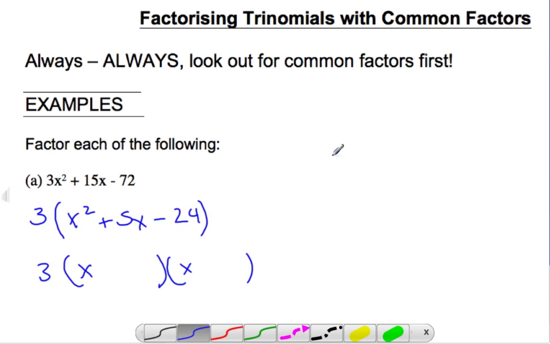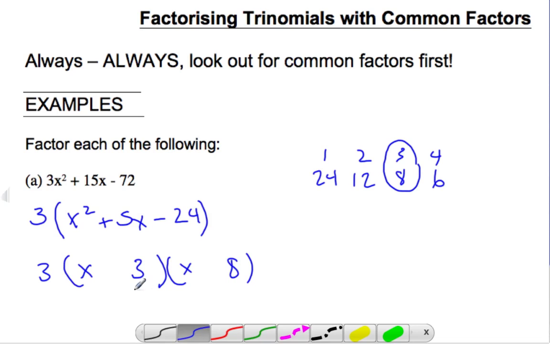Okay, so there's quite a few of those, right? So we got 1 and 24. Okay, what else? 2 and 12. 3 and 8. And 4 and 6. Okay. And I'm looking to get 5 by adding or subtracting somehow. And when I look at this column, this one here will get me 5. 8 minus 3. So I write my 8, my 3.